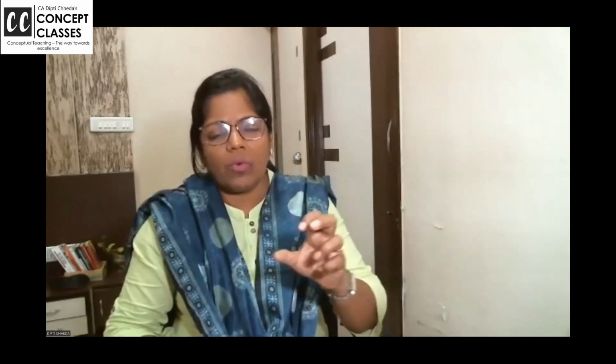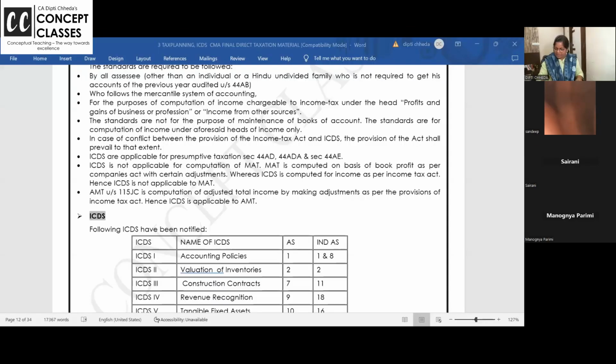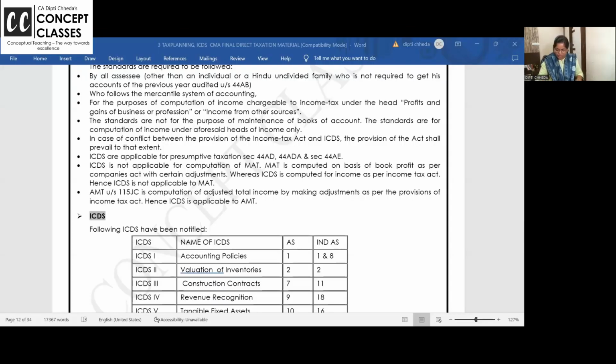And then ICDS 9, which we are doing now, borrowing cost. And other ICDS, just pay attention to what exactly are the comparatives, the main little small differences. Okay, any doubt you have, you can ask me here. So here we go now for the introduction.